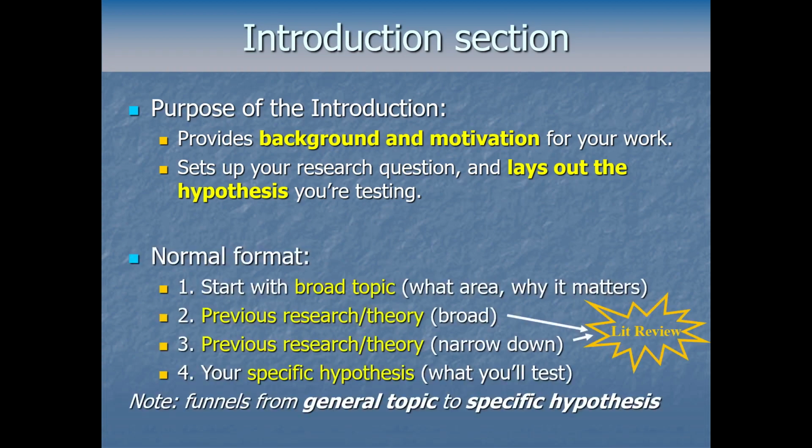You can think of the normal format of an introduction section as a sort of funnel shape. It starts wide and then funnels down narrower and narrower to a specific research hypothesis. So you might begin by introducing the overall topic broadly. What's the area? Why does it matter? Then spend some paragraphs describing previous research or theory on that topic, perhaps still fairly broadly. But as you go, you might start to narrow down to talk about previous work that's closer to the specific angle that you'll be investigating.